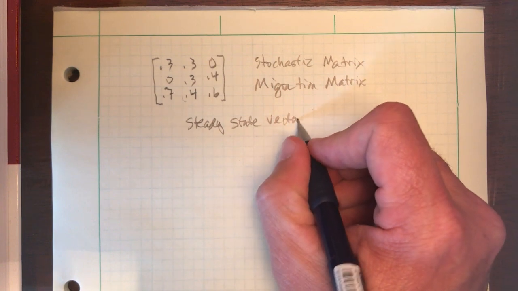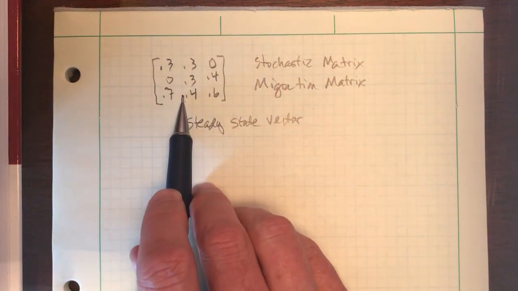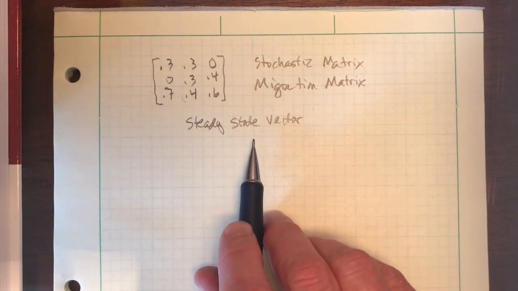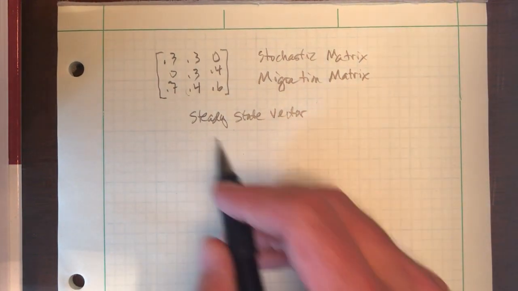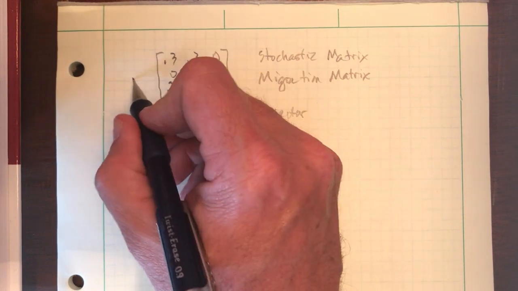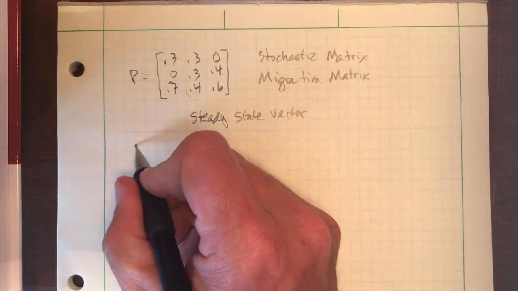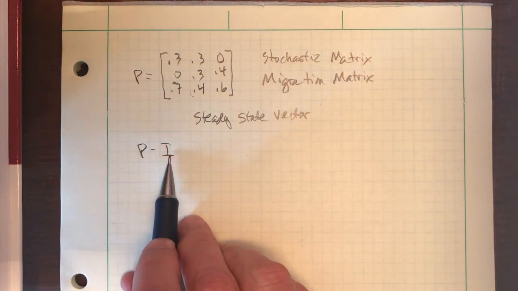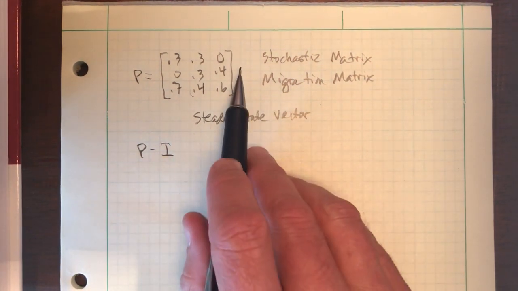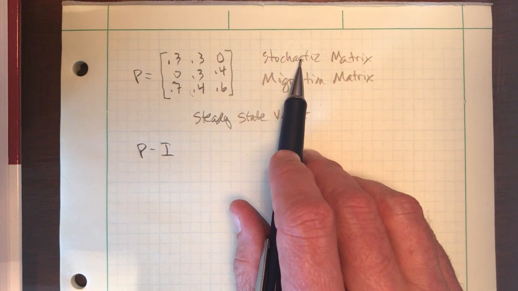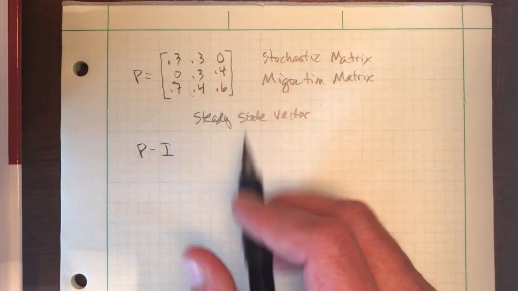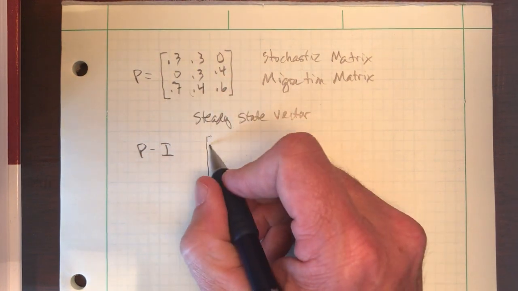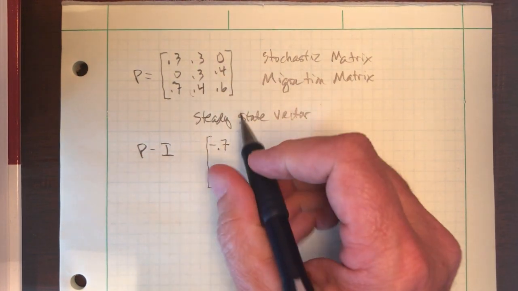What inputs wouldn't change if they were migrated by this matrix? Using what we just learned, the first thing we're going to do is call that matrix P. I need to first get P minus I. Imagine there's an identity matrix, 3 by 3, sitting next to this. Let's see if we can pull that off. 0.3 minus 1, negative 0.7.